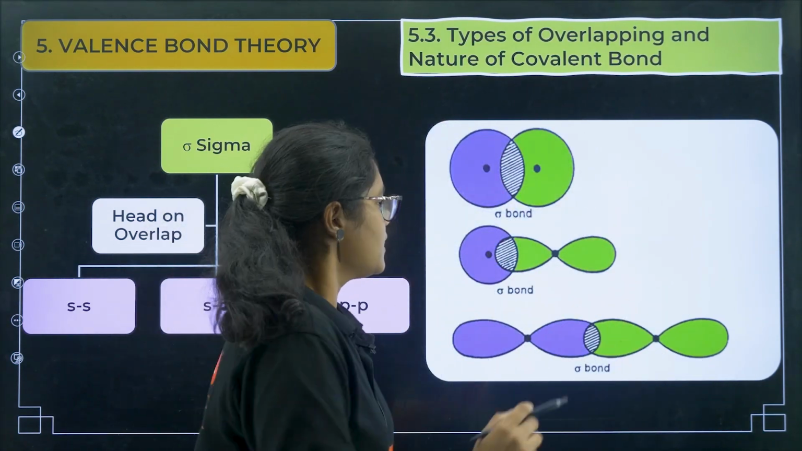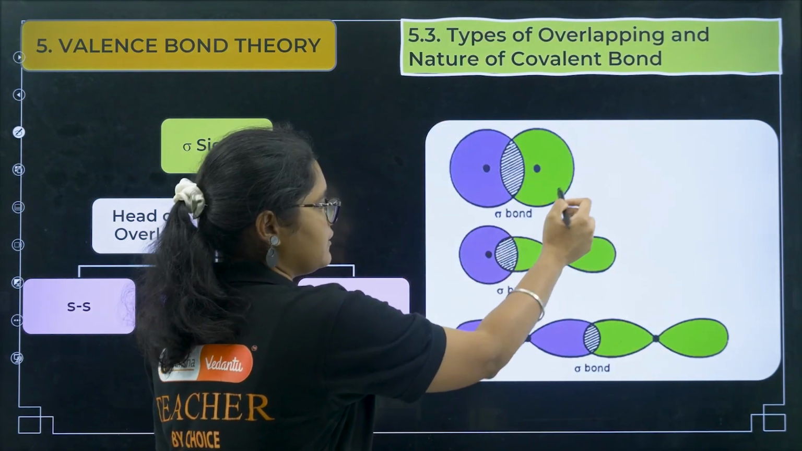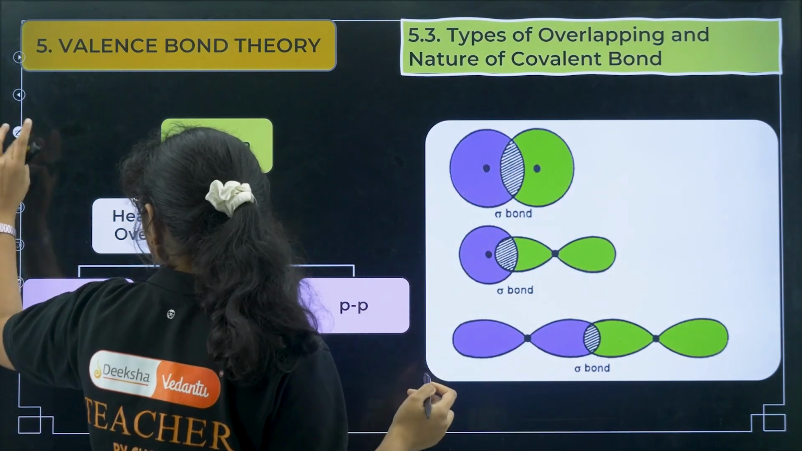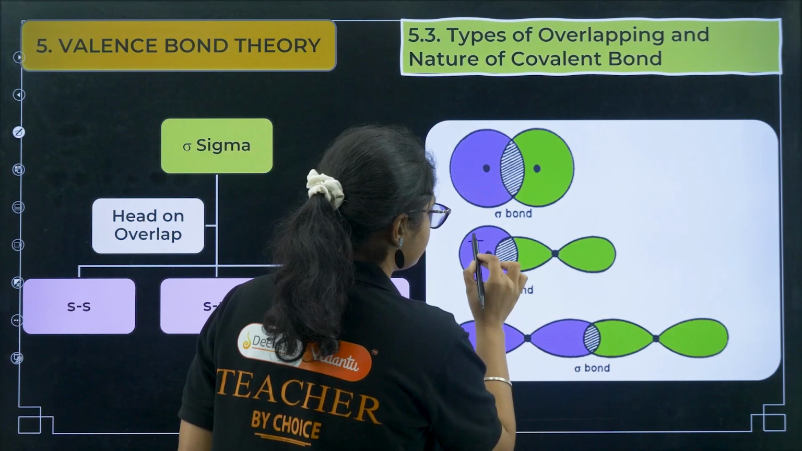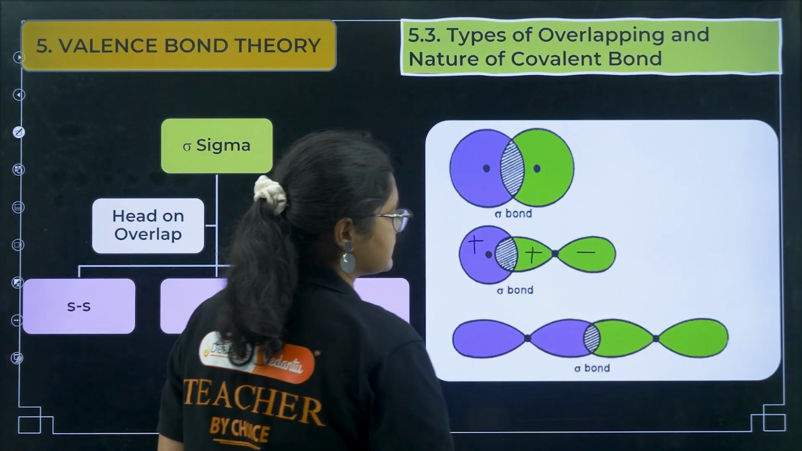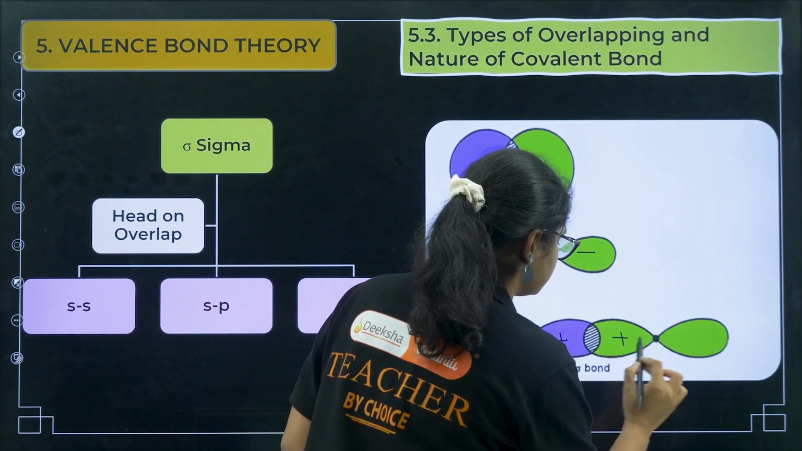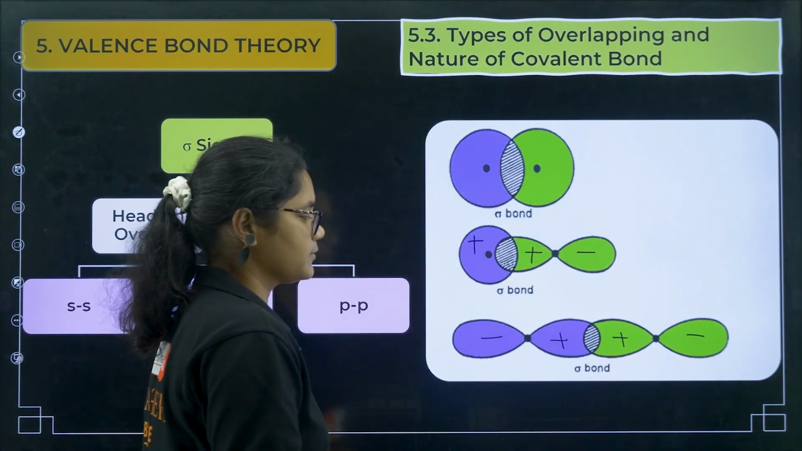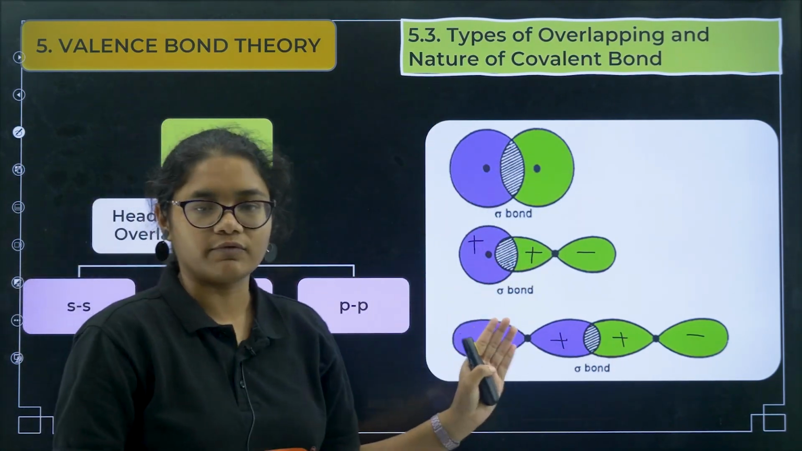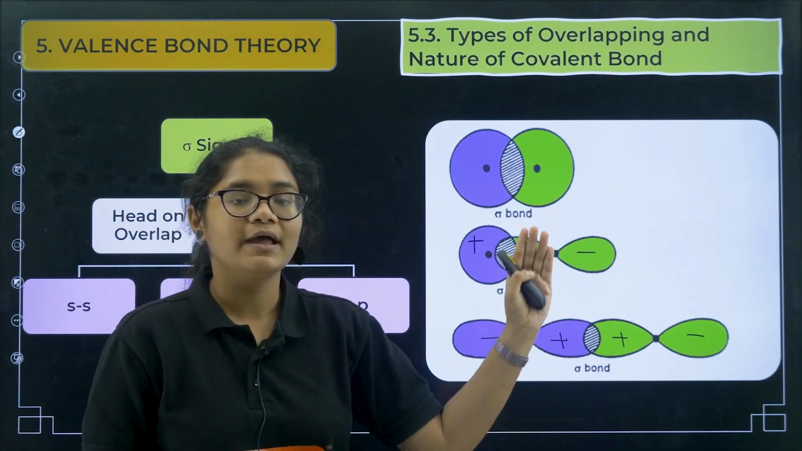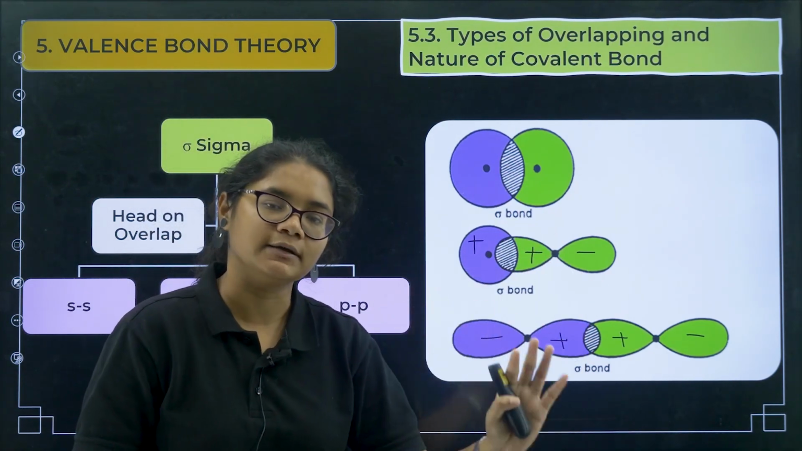So you can see here, when two s orbitals will combine, it will be like this head-on. Then you have one s and one p. So if you see here, we have the shape that this one should be positive, this one should be positive, and this one is negative. Next you have two pp, that is positive, negative and negative. So these three types of head-on overlapping will give you sigma bond.